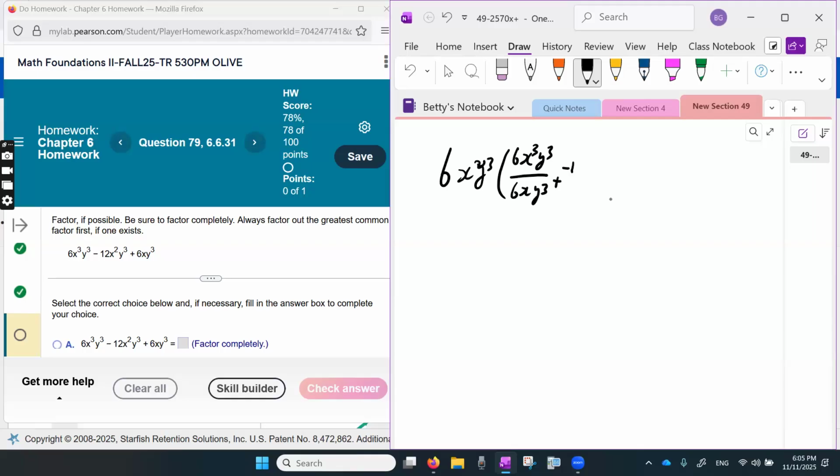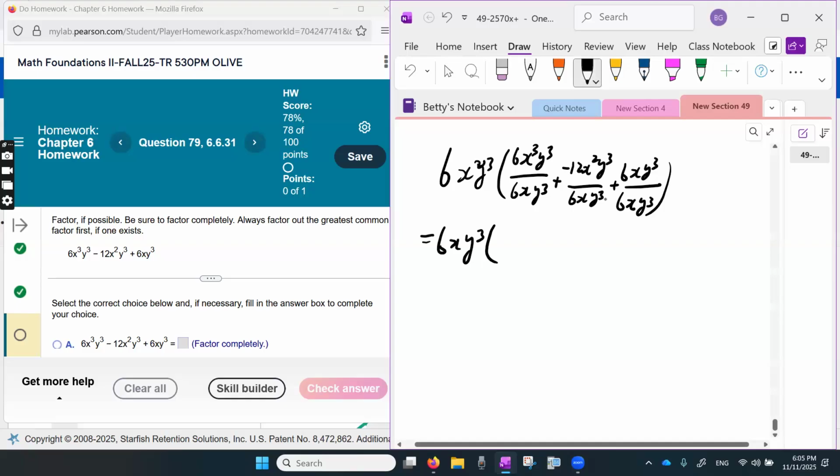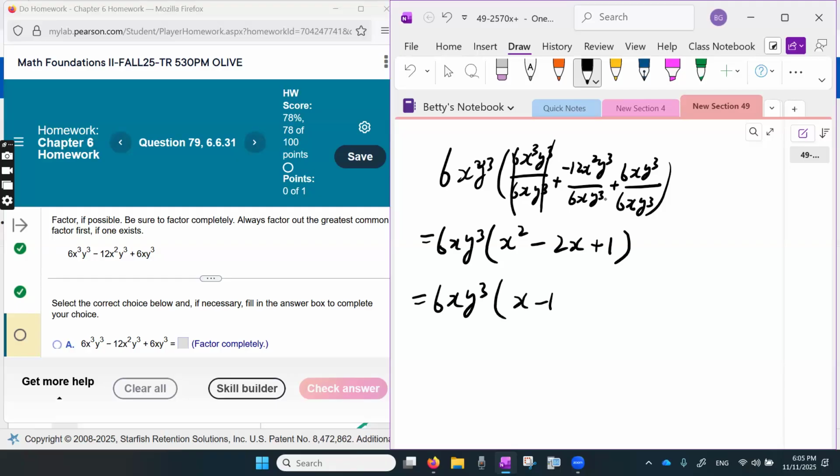plus term 2, negative 12 x squared y cubed over GCF, plus term 3 over GCF, right? And then simplify. 6 cancel, 6y cubed cancel y cubed, x cubed over x squared, x squared minus 2x plus 1. Yeah, plus 1. And then the trinomial inside the parentheses is x minus 1 to the power 2. It's a perfect square trinomial, right?